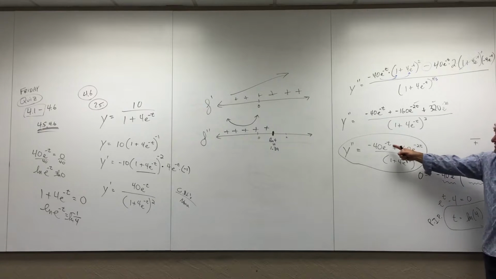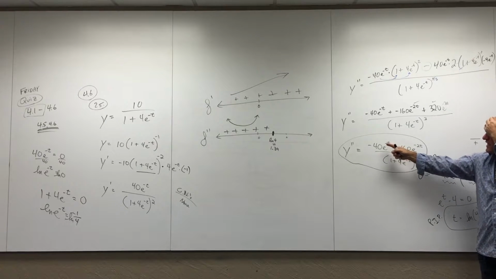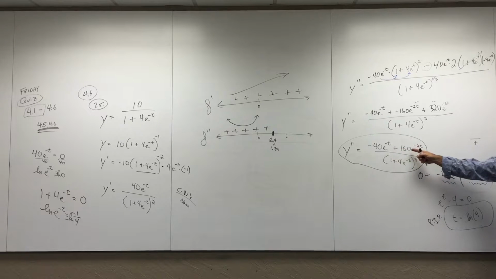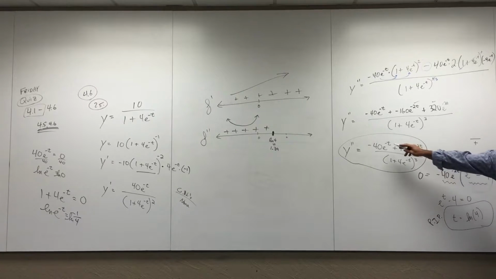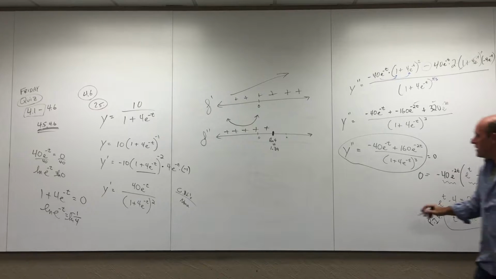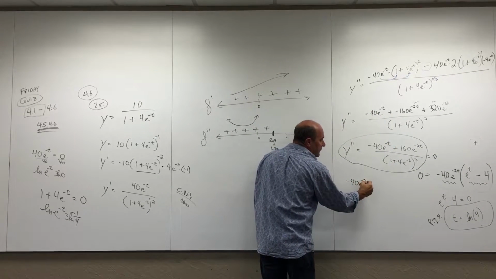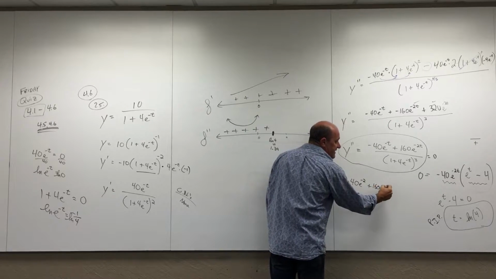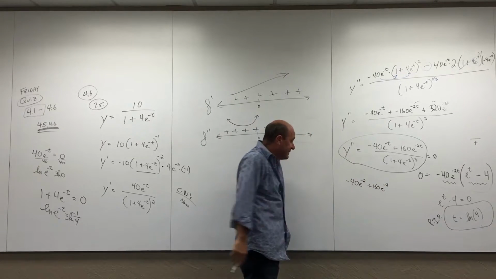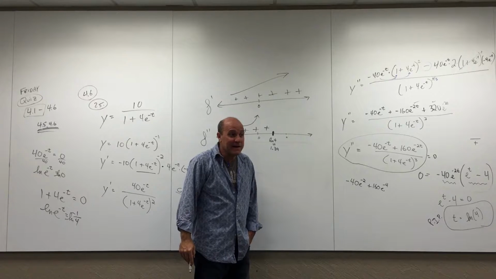What happens when you plug a 2 in here? E to the negative 2, negative 40 e to the negative 2, and then 160 e to the negative 4. Dude, I don't know. I need help with that. I'm plugging a 2 in. Is negative 40 e to the negative 2 plus 160 e to the negative 4 positive or negative? I don't know. I need to know.